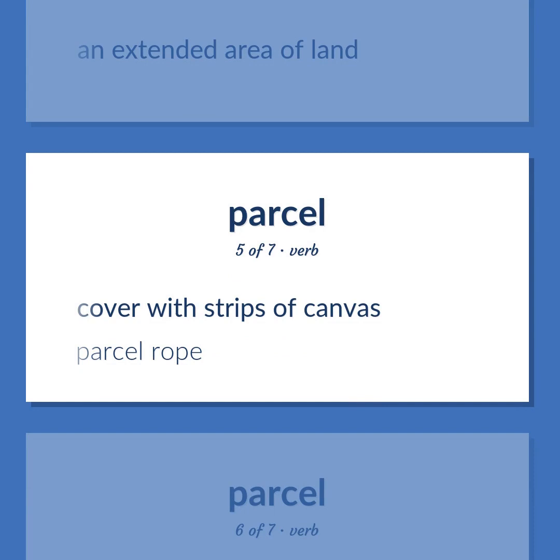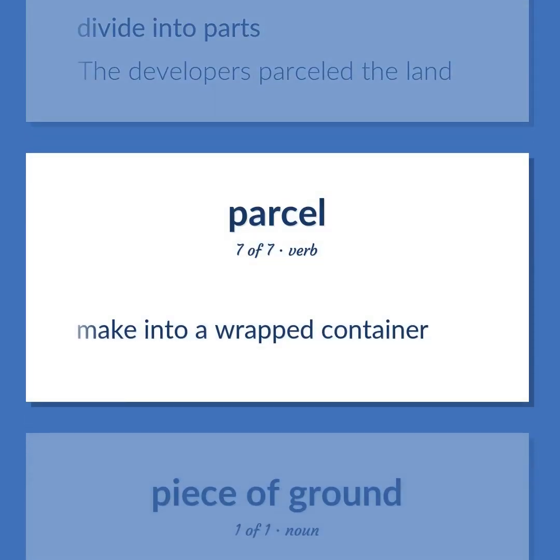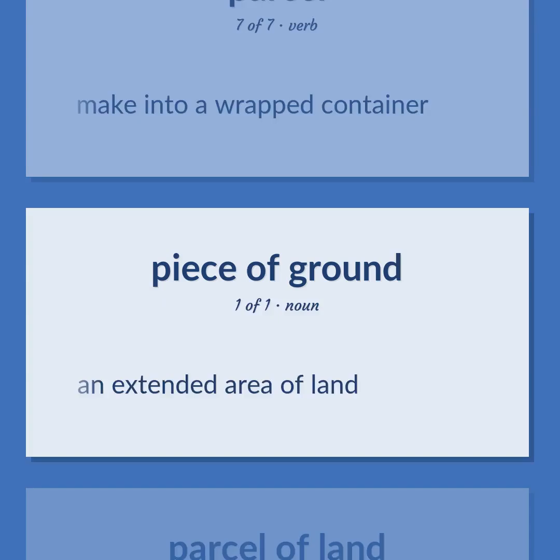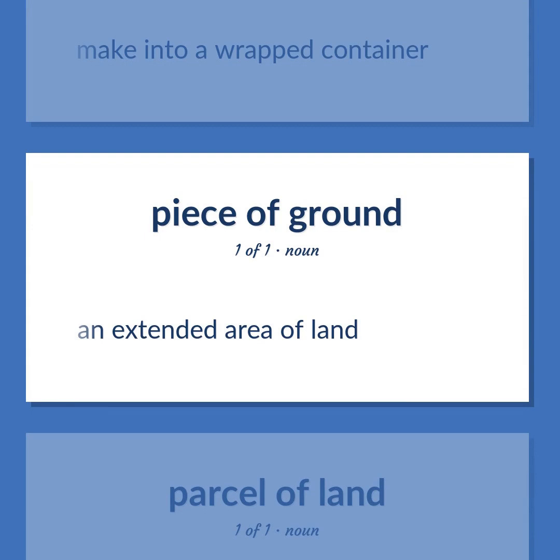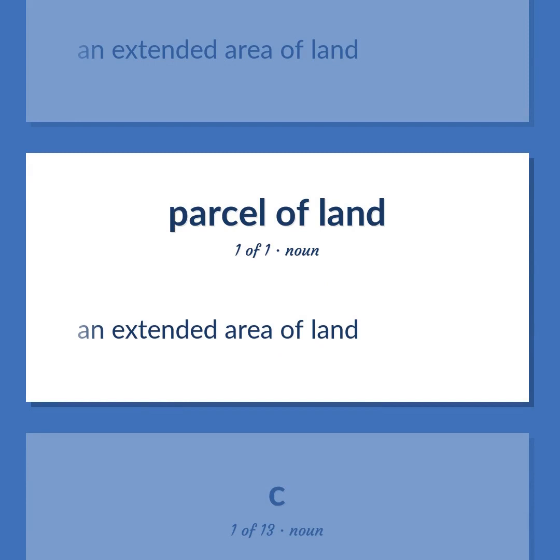Cover with strips of canvas. Parcel rope. Divide into parts. The developers parceled the land. Make into a wrapped container. An extended area of land.